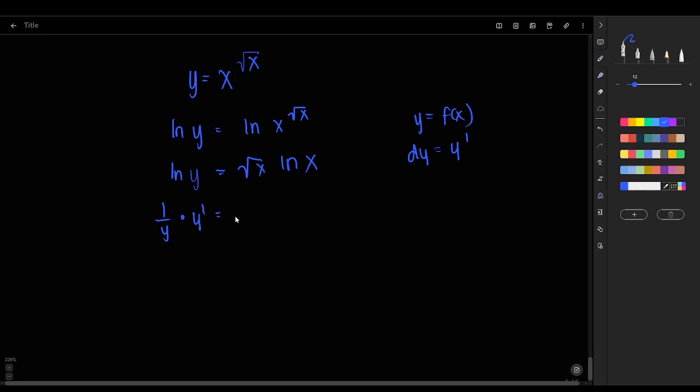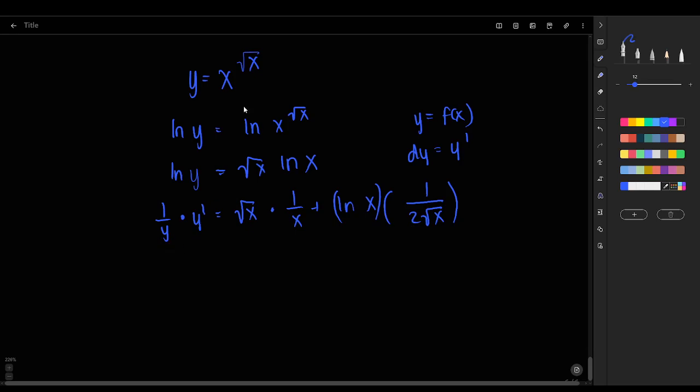Then apply product rule here. So 1 all over the square root of x times 1 over x plus ln x times the derivative of square root of x, which is 1 half x to the negative of 1 half, or just 1 all over 2 the square root of x. Diba?